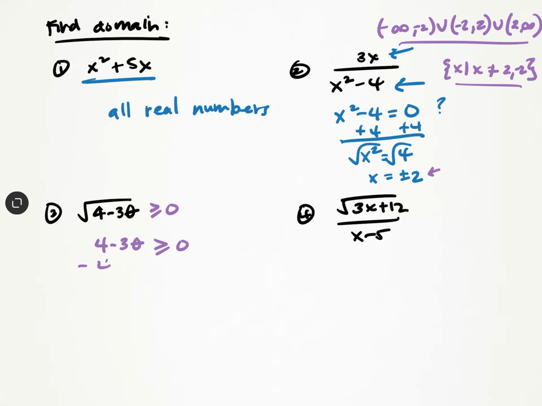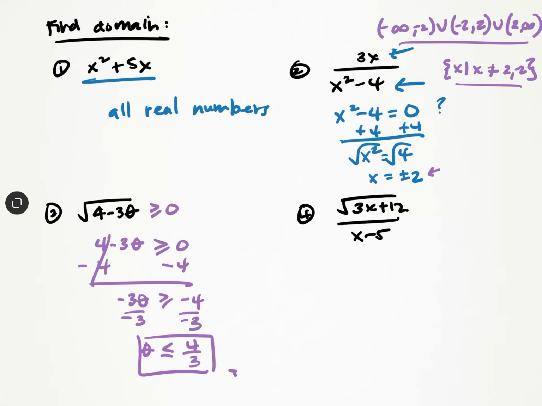Let's solve this for theta. We're going to subtract 4. And then we have to divide by negative 3. Be careful, remember from your algebra, that anytime we divide by a negative on both sides or multiply by a negative on both sides for our inequalities, we have to flip the sign. So theta is going to be less than or equal to negative, and negative divided by negative is a positive, so 4/3. That means any number that we plug in that's equal to 4/3 or less than 4/3 should be okay. It should give us a positive inside of our square root.